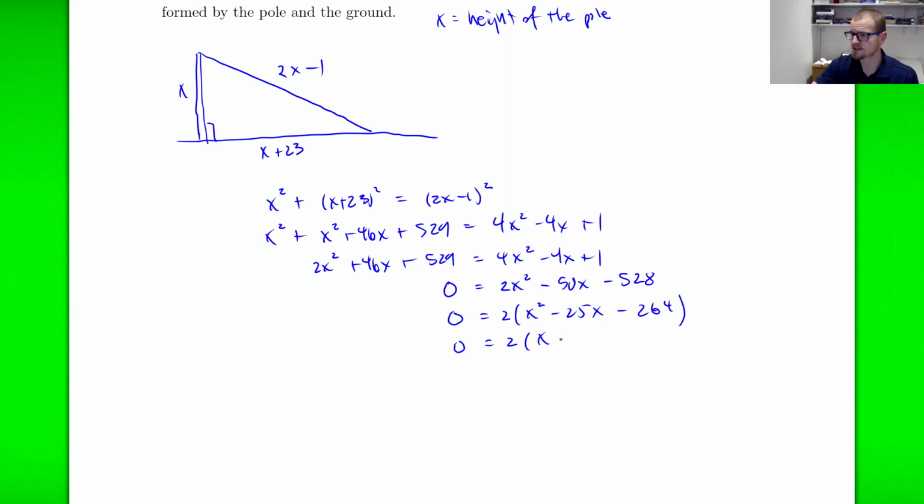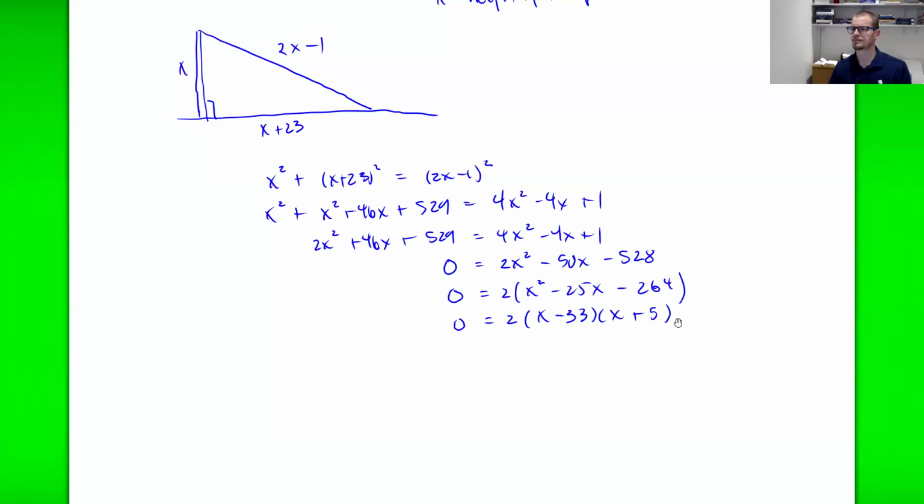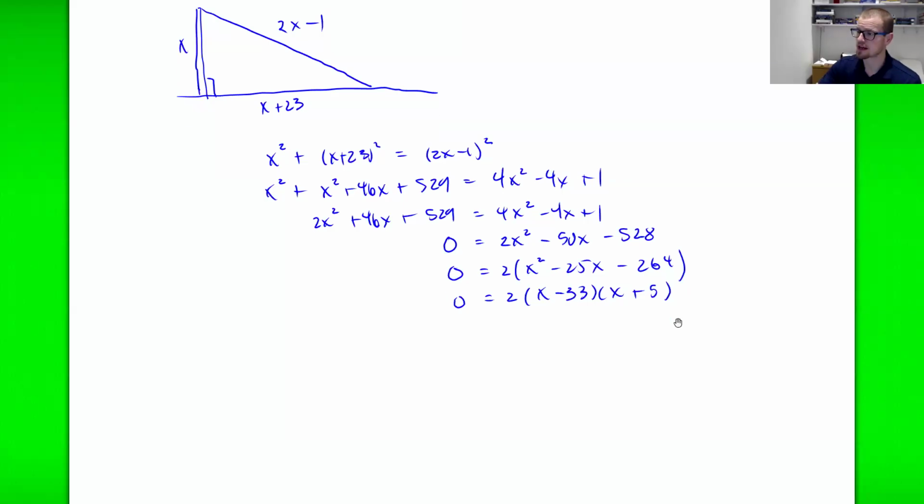Anyway, this does factor as x minus 33 times x plus 5. I'm sorry, not x plus 5, x plus 8. That makes more sense. 33 times 8 will give us that 264, and negative 33 plus 8 will give us that negative 25. Excellent. This tells us that x minus 33 is equal to 0, or x plus 8 is equal to 0. So x is either equal to 33 or x is equal to negative 8.